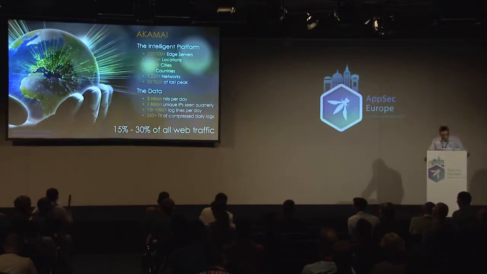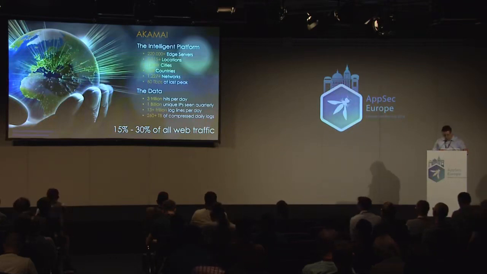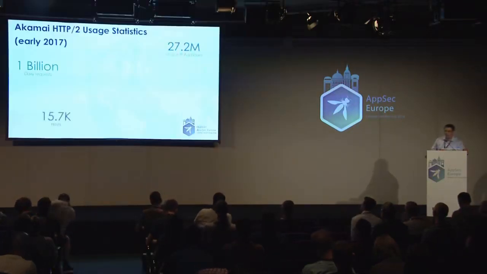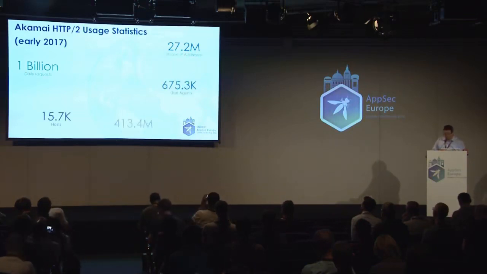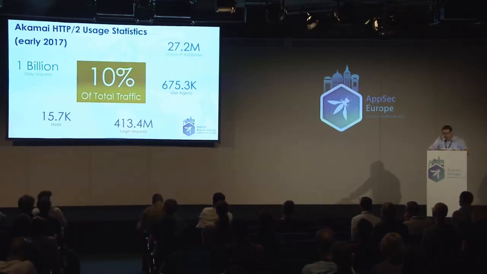Latest statistics show that we serve about 15 to 30% of all web traffic, and you can get the magnitude of 1 billion unique IPs quarterly and 3 trillion hits per day, and that's of course for HTTP1 and HTTP2 traffic altogether. At the time of the research, which was early 2017, this was the state of the statistics for H2 that we've seen. It was approximately 10% of the traffic, 1 billion requests per day. We've seen approximately 30 million IPs using it, thousands of hosts, and more than 500,000 user agents using it.